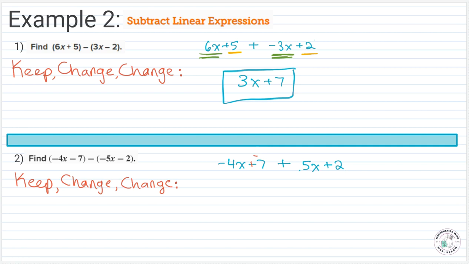And then I'm looking for my like terms. I have a -4x, and then we have this positive 5x. Then we have our -7 and our 2, so those are our constant terms. Again, those are like terms.